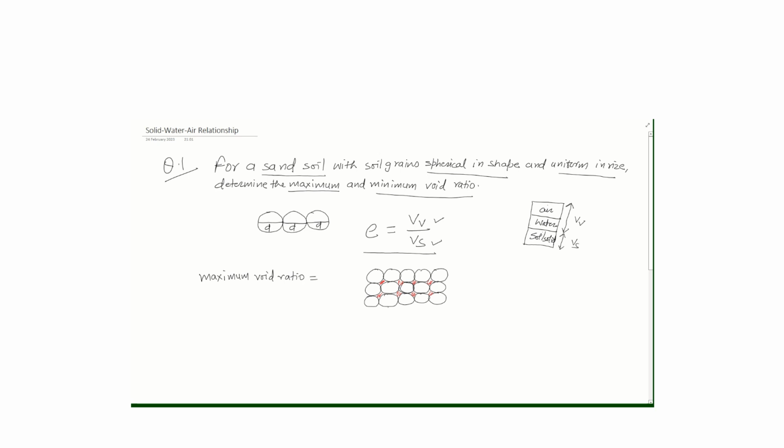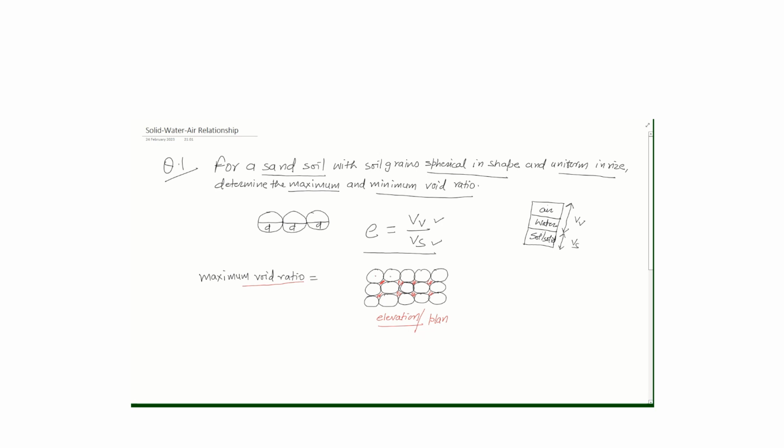So this configuration is in elevation. If I have to plot the plan, for this soil the plan and elevation are going to be the same. If we consider this configuration as plan, it is okay, and if we consider this configuration as elevation, it is okay. So for maximum void ratio you will find that the configuration of the packed soil grains will be similar in elevation as well as in plan.